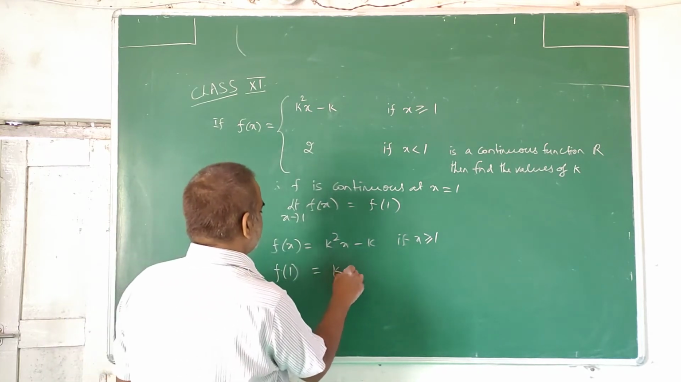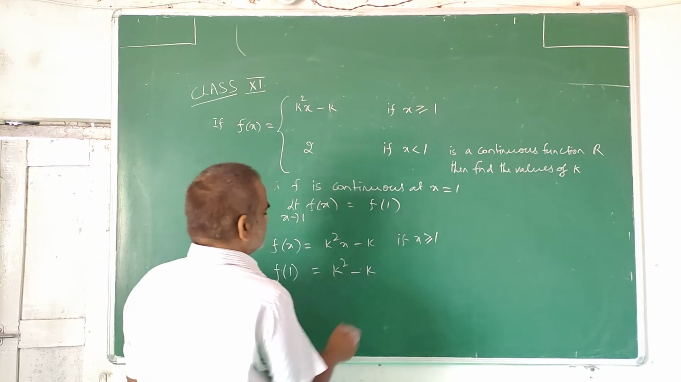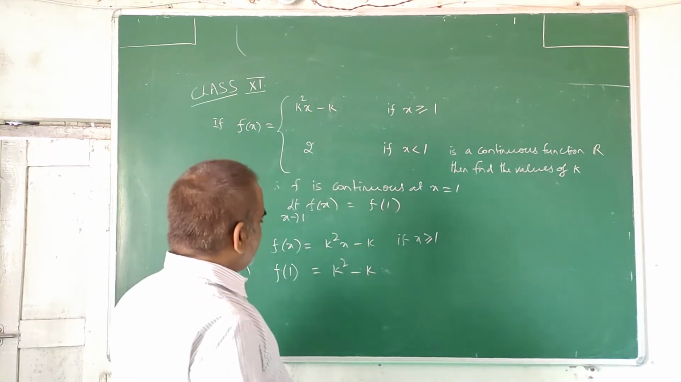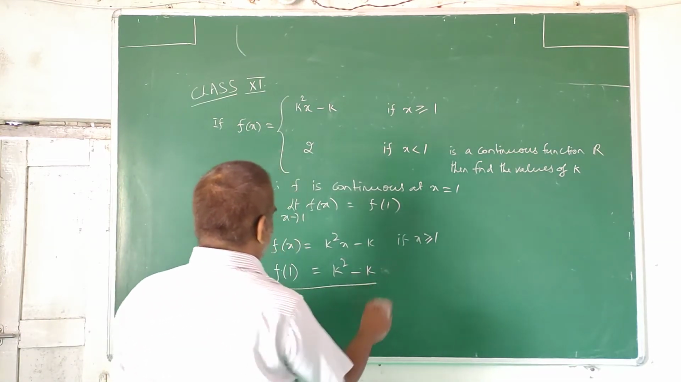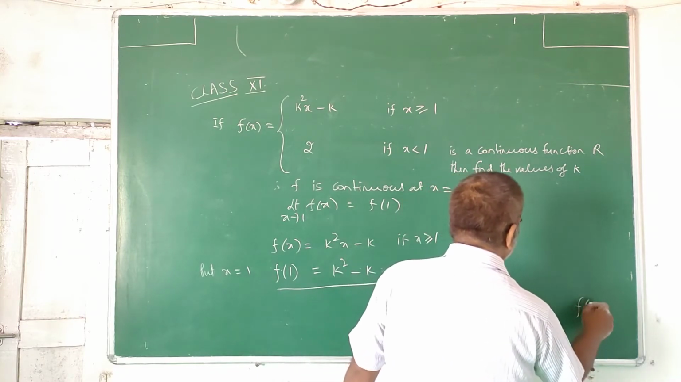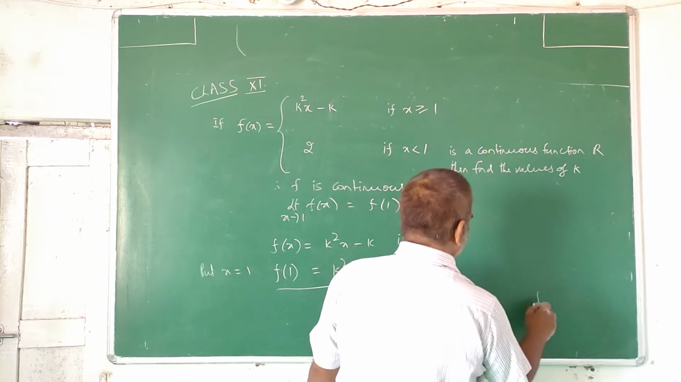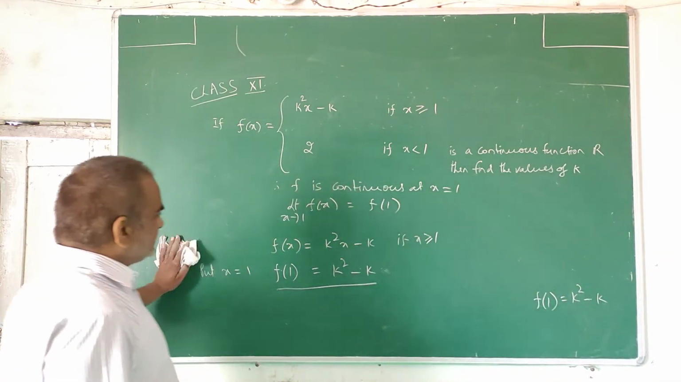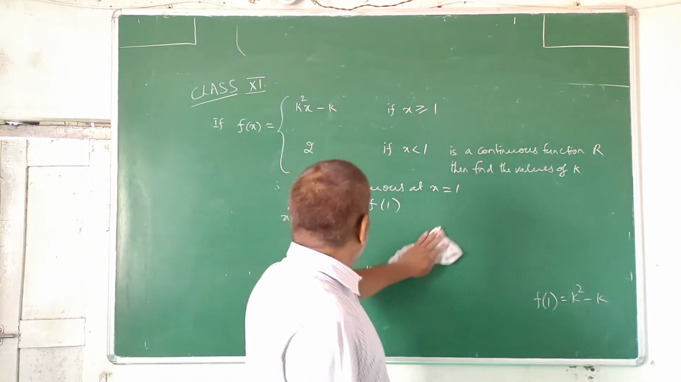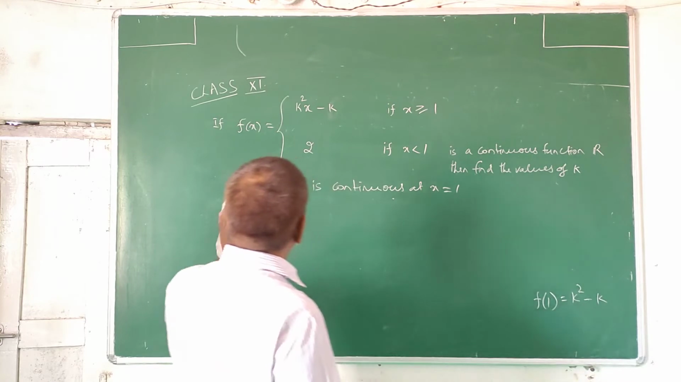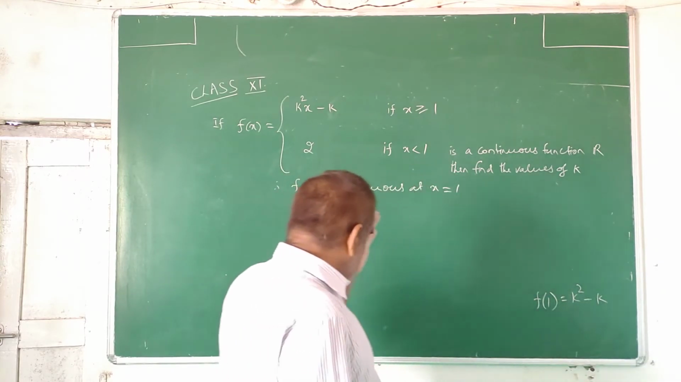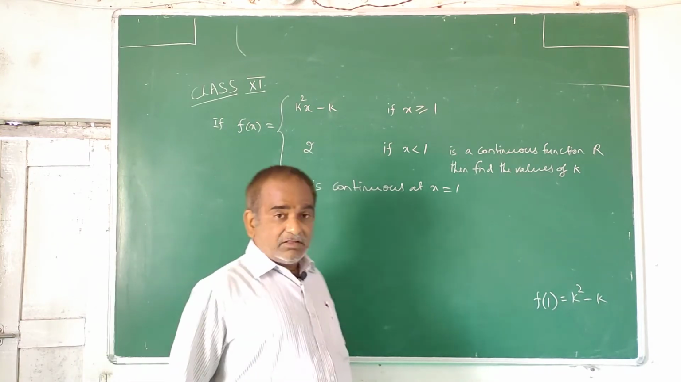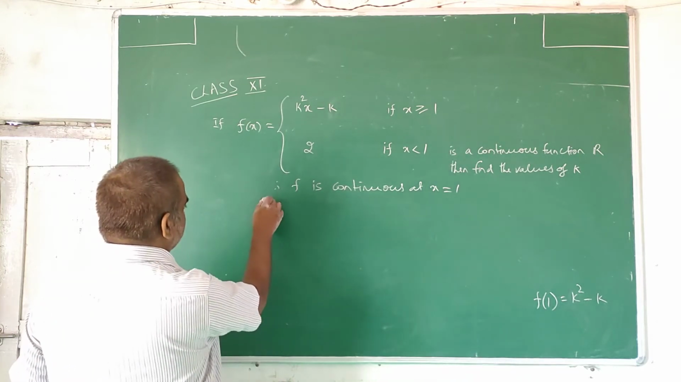f(x) is equal to k² into 1 minus k. So this is k² minus k, and this is f(1). Please do remember, we got f(1) is k² minus k. Now let us find out the limit of f(x) as x tends to 1.